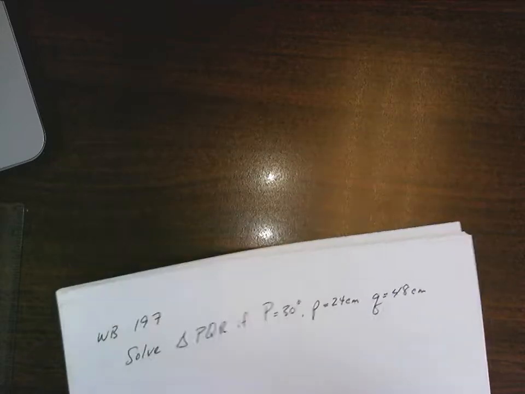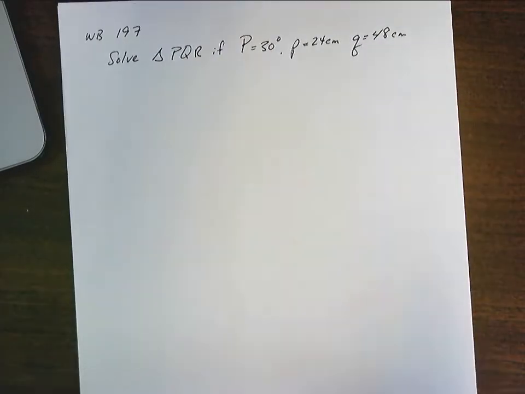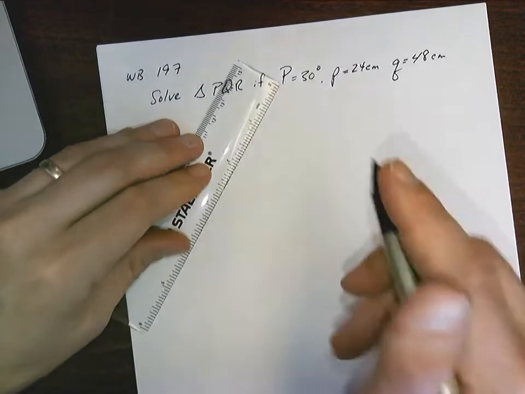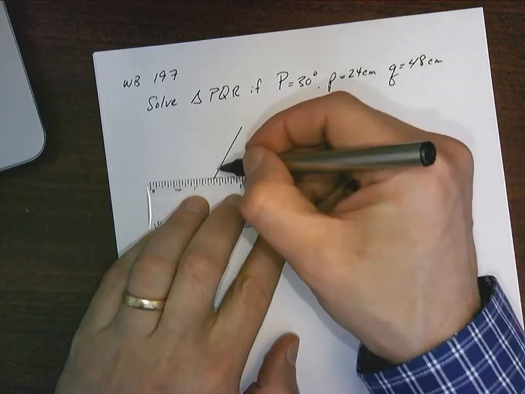Okay, get rid of that. So I've got three pieces of information. To be honest, I don't even know if a triangle can be made. I'm going to assume a triangle can be made. I make that assumption by actually drawing a triangle.